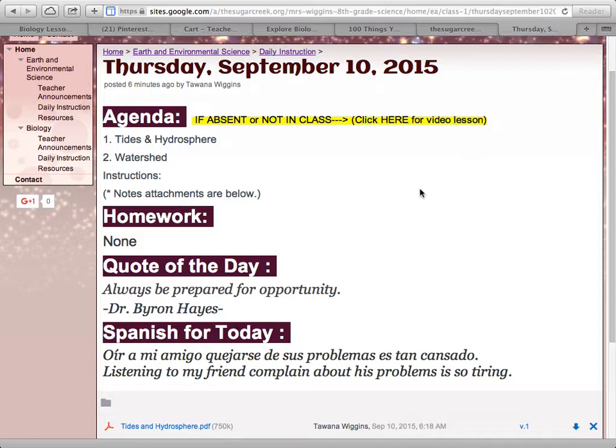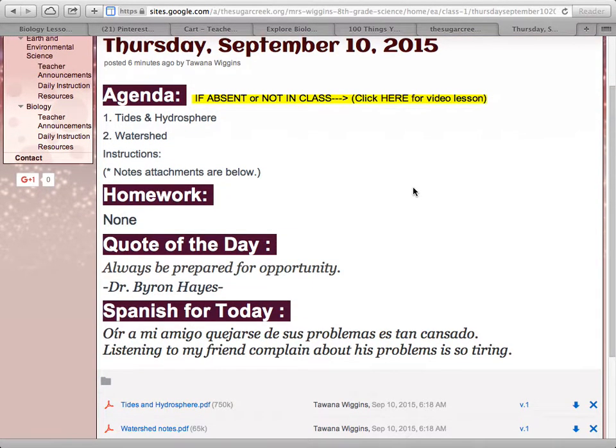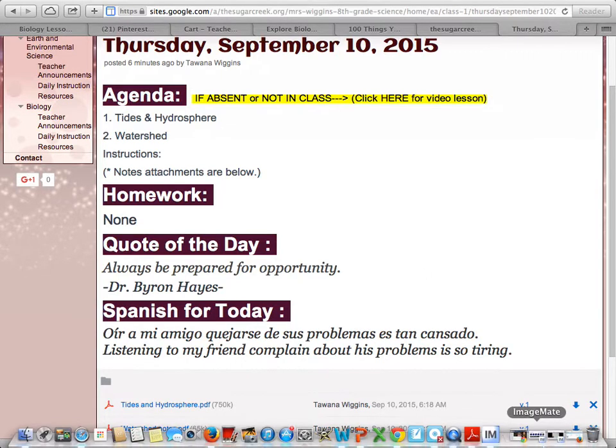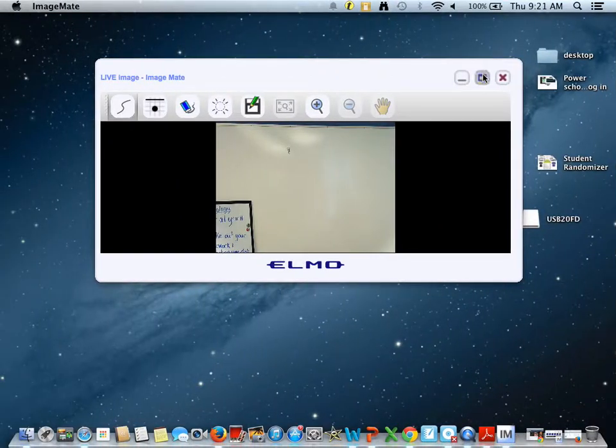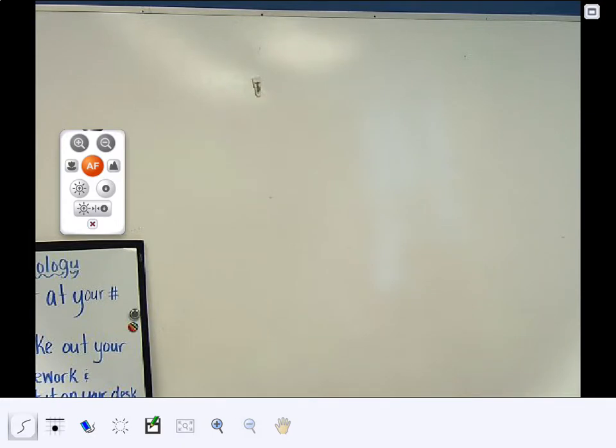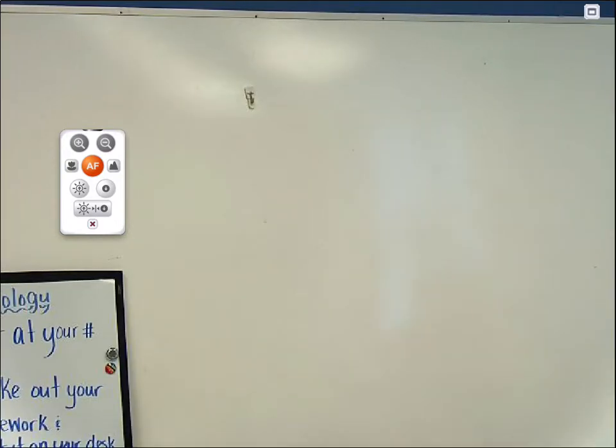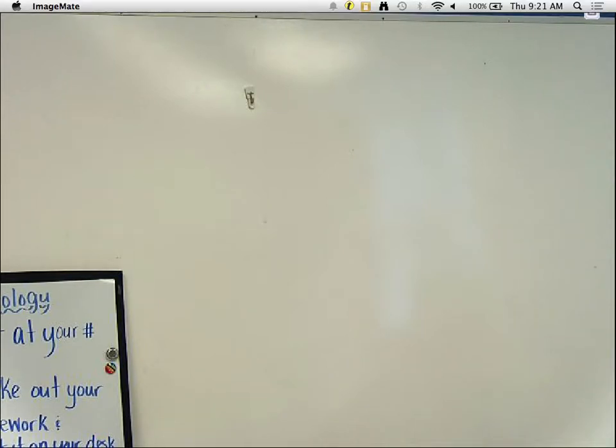All right. You should have your notes in front of you titled Tides on one side, then the other side is Hydrosphere Review, and then your second sheet is Watershed. We're going to be going over these as we go together. It is going to be student-led, so I am going to be asking for volunteers to step up.